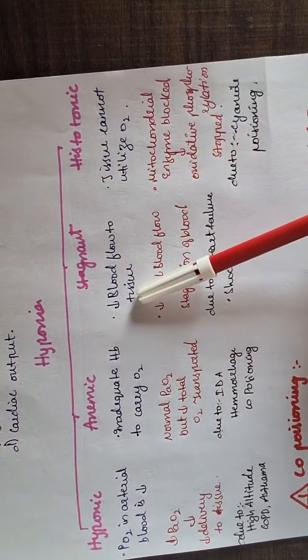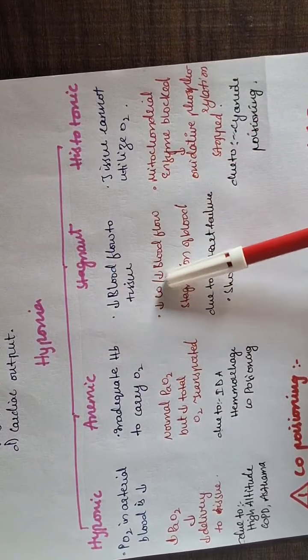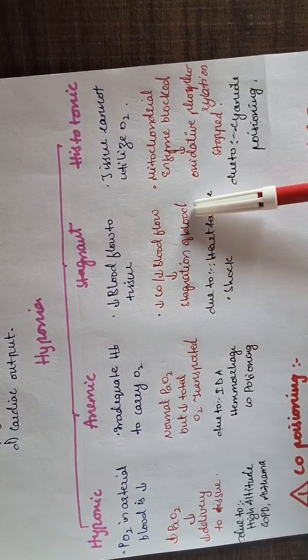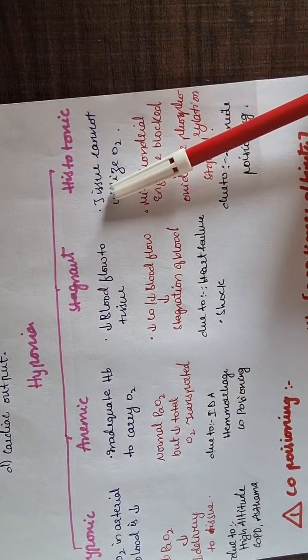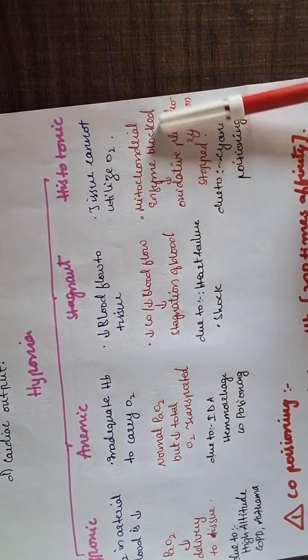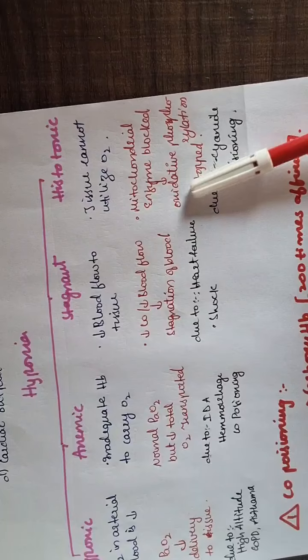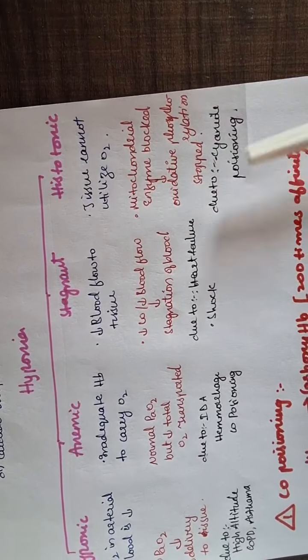Coming to stagnant hypoxia, this is when there's a decrease in blood flow or decrease in the cardiac output. This leads to stagnation of the blood. This is seen in conditions such as heart failure and shock. Next, histotoxic hypoxia. This is when tissue cannot utilize the oxygen. There is blockage in the mitochondrial enzyme leading to stop in oxidative phosphorylation. This is seen in conditions such as cyanide poisoning.